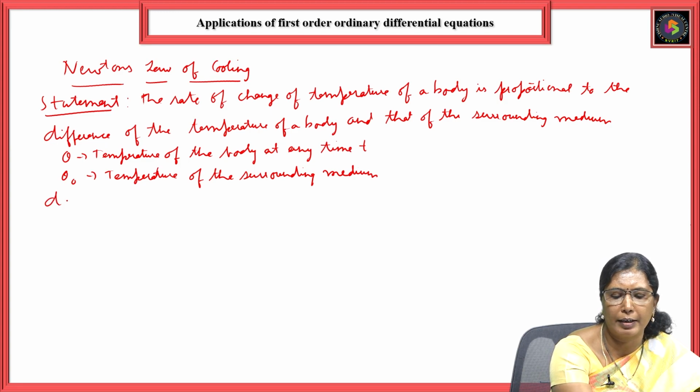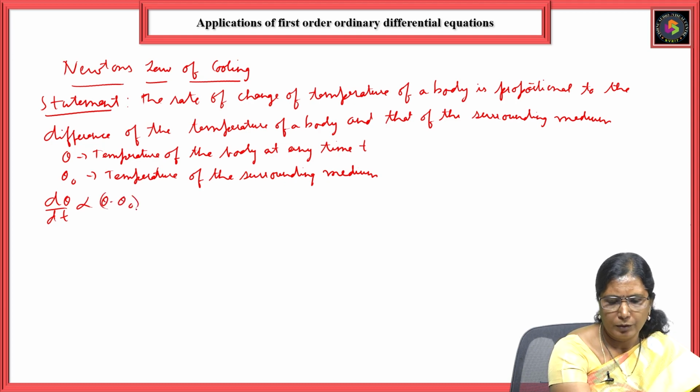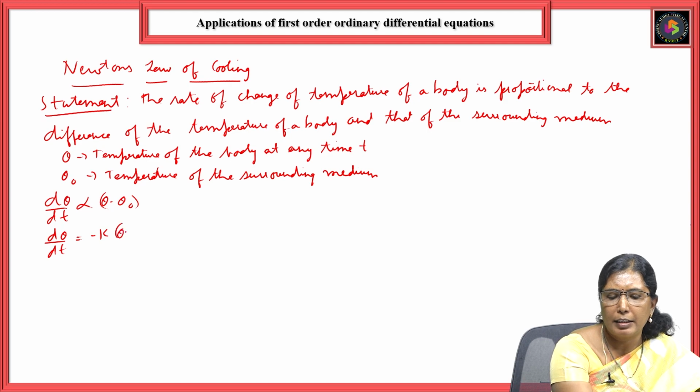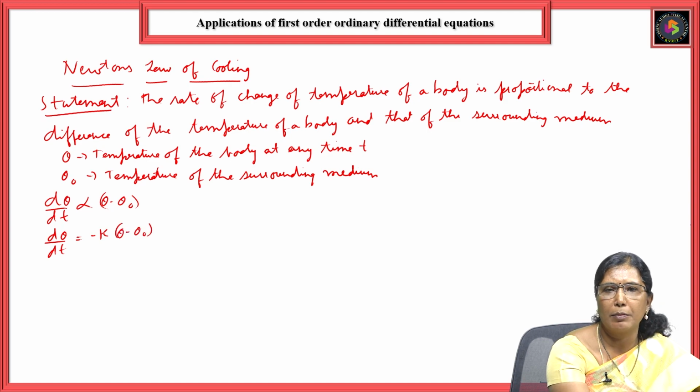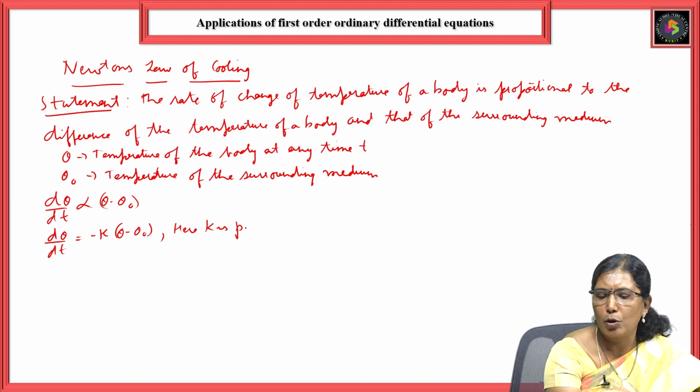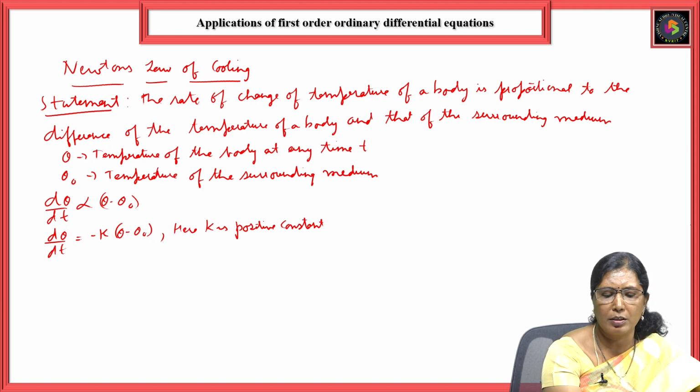Mathematically we can write it as d theta by dt is proportional to theta minus theta naught. So d theta by dt is equal to minus k times theta minus theta naught. K is the proportionality constant. Here k is a positive constant. Students, why have we taken this negative? Because the temperature is decreasing.